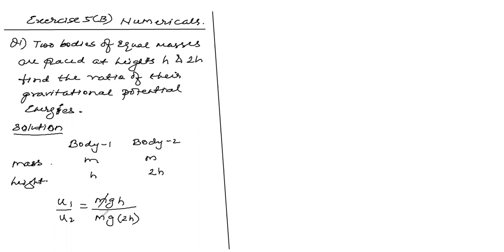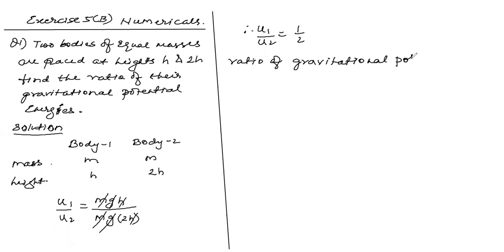So what will happen, children? m and m get cancelled, g and g will get cancelled, h and h will get cancelled. So what is left? Therefore, U1 upon U2 is equal to 1 upon 2, children. So what is the ratio of the gravitational potential energies? The ratio of gravitational potential energies is 1:2. Got it, children? I hope everybody has understood this first sum.